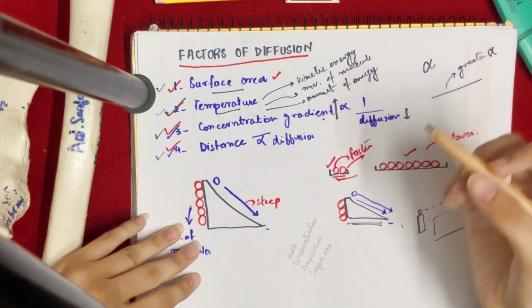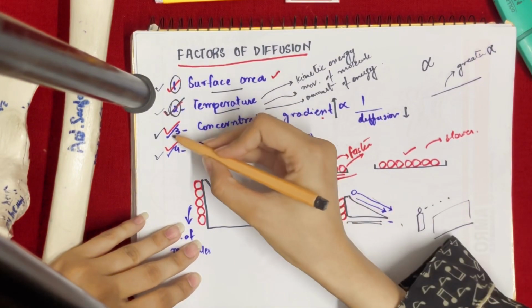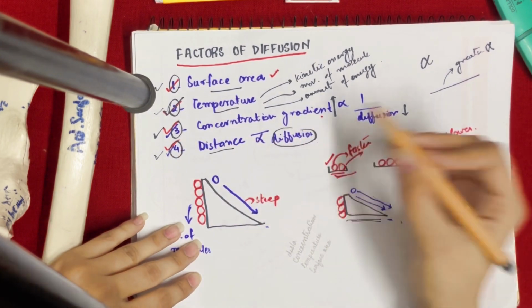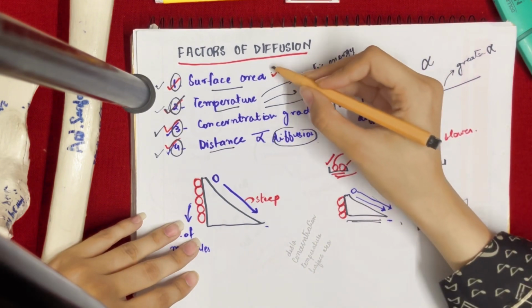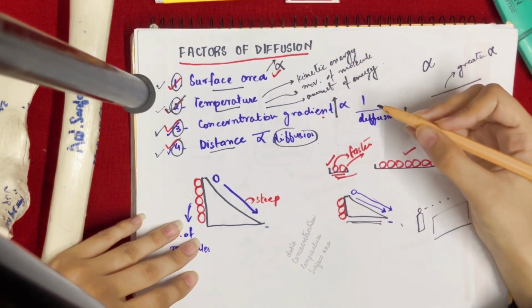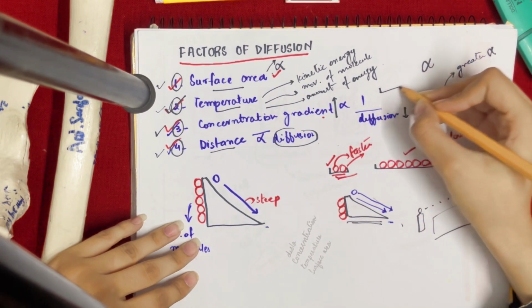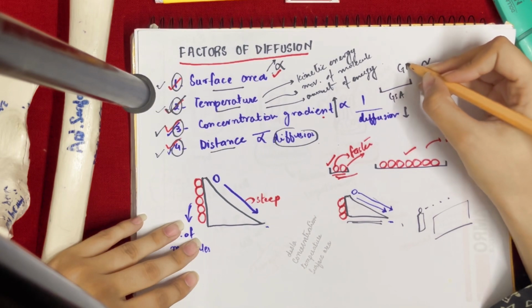There are four major factors of diffusion. Number one, we have the surface area, then we have the temperature, then the concentration gradient, and then the distance with regard to diffusion. So let's talk about the surface area first. The relation of the surface area to diffusion is directly proportional. What does directly proportional mean? It means that whenever there is a greater surface area, there will be a greater rate of diffusion.